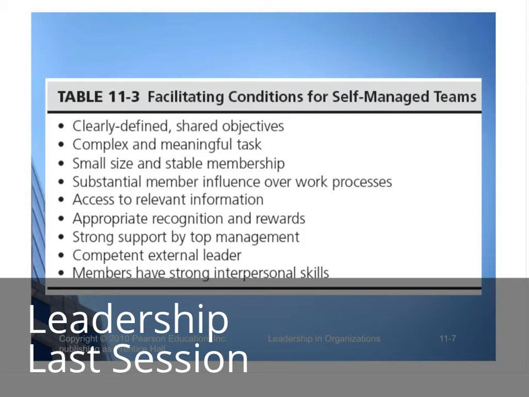So, substantial member influence over work processes. As you can see, a lot of influence is there when you create those teams. Team members have influence on each other. And then we have appropriate recognition and rewards.